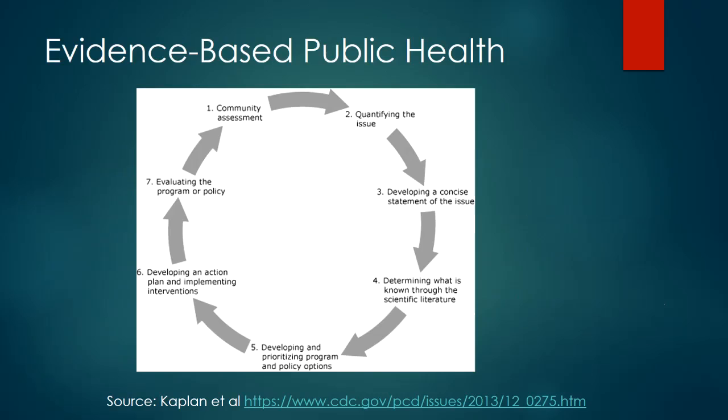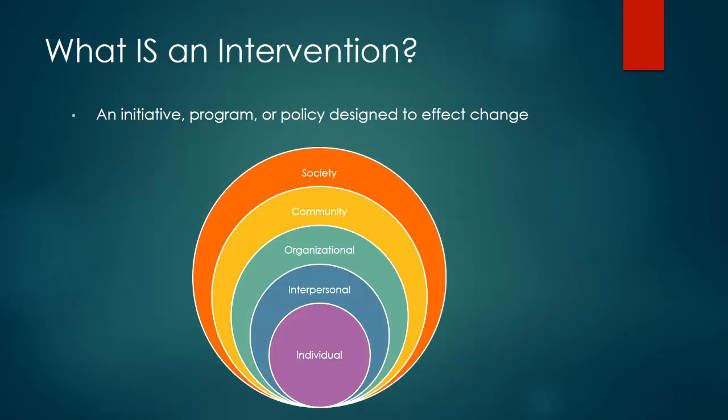So how do we know what is an effective intervention? How do we identify those interventions and figure out how to implement them? Well, an intervention is an initiative, program, or policy designed to affect change. So in other words, it's not just doing screening, for example, to identify the presence of risk factors for conditions, but actually doing some sort of program that's designed to affect change in people.